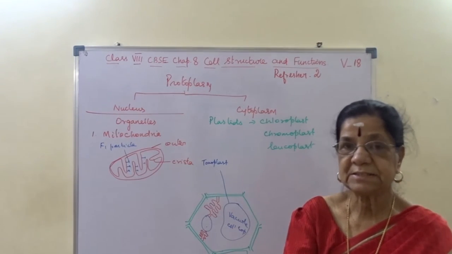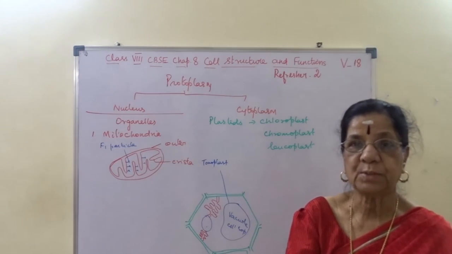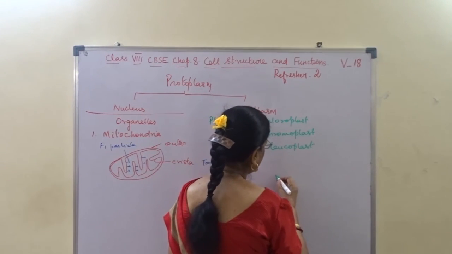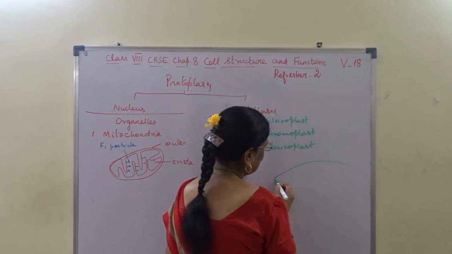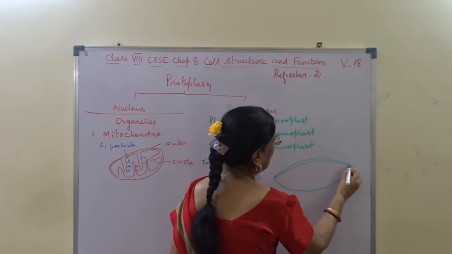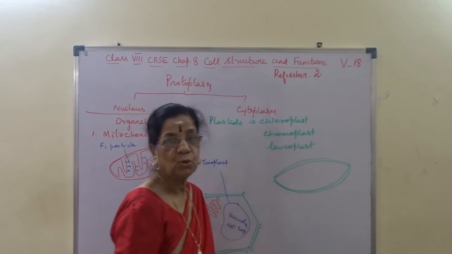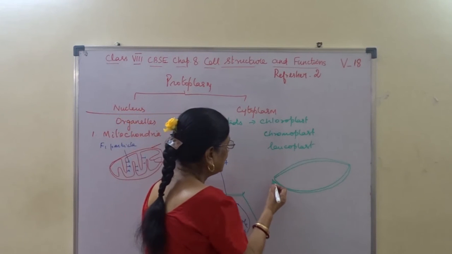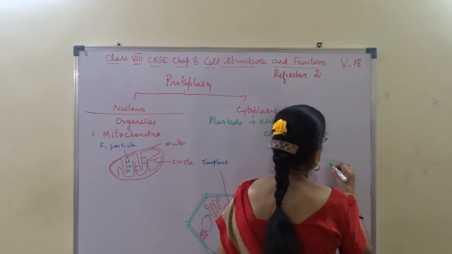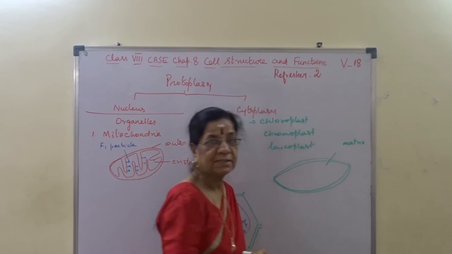So I repeat, plastids are of three types: chloroplast, chromoplast and leucoplast. In our book the structure of the chloroplast is given. Again, it is more or less oval or elliptical in nature, with an outer and inner layer. And inner to that is the matrix. We don't say cytoplasm, so this is called the matrix, right?